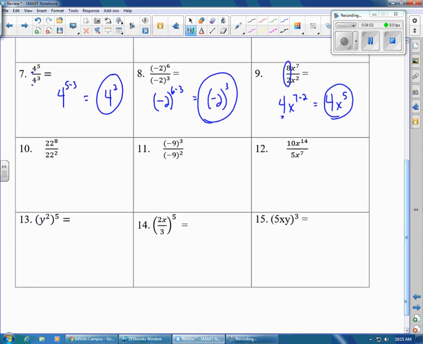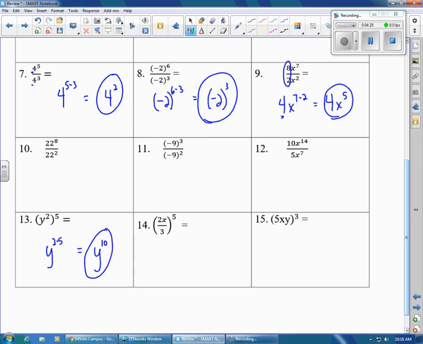All right, I want you to do 10, 11, and 12 on your own. We'll go over them in class tomorrow. So we're looking at 13, which is a power to power. When we have power to power, we keep our base and we multiply our exponents. So that's going to be y to the 2 times 5 power, or y to the 10th power.